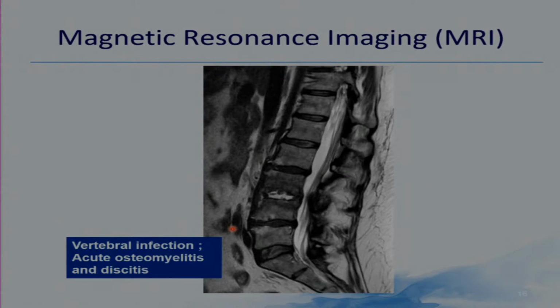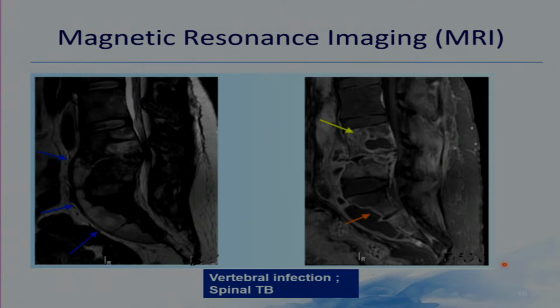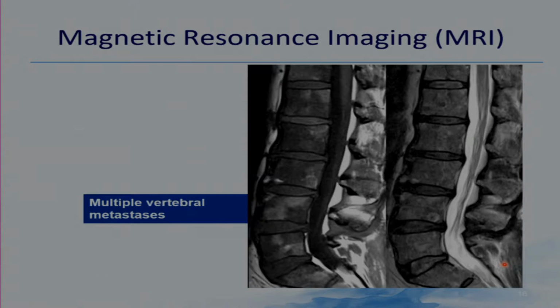A few examples of MRIs being used to good effect. This MRI shows acute osteomyelitis with discitis. And this MRI shows vertebral spinal TB. And this MRI shows multiple vertebral mets.